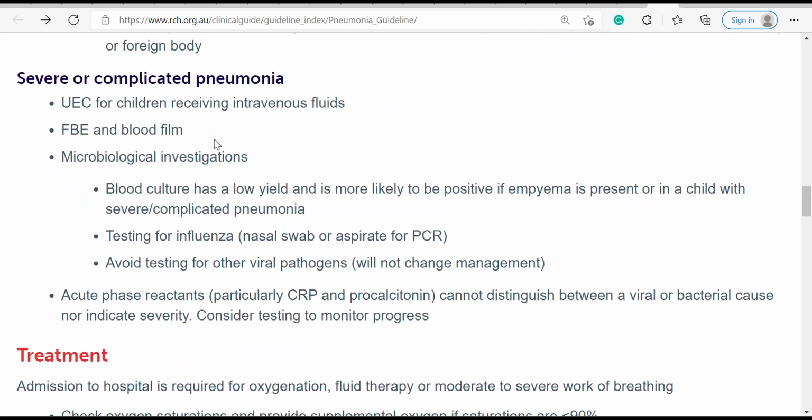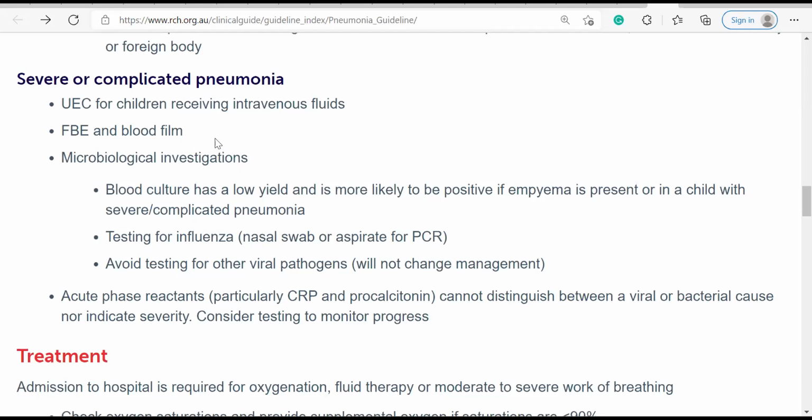Other than that, it's important to do a blood culture. If it's severe or you think that this is a complicated pneumonia, you should do a blood culture. Okay. Especially for a child who is having fever more than 38, we would do a blood culture.